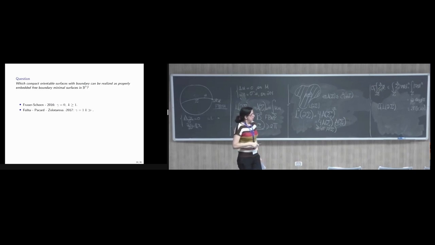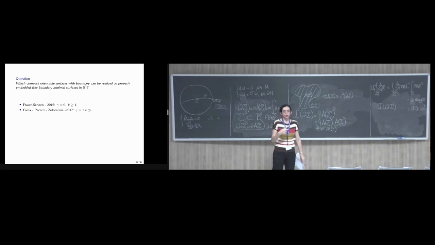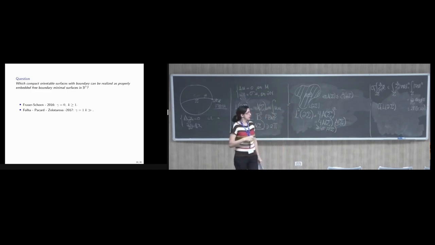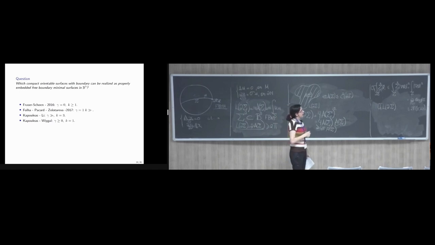After, Folha, Pacard and Zolotareva showed that when you have gamma equal to one and the number of components of the boundary is bigger. And Kapouleas and Li showed these results. And when you have the genus bigger and the number of components of the boundary is three. Kapouleas and Wiygul showed the problem if you have kappa equal to one and gamma bigger or equal to zero. So there are many results about that.